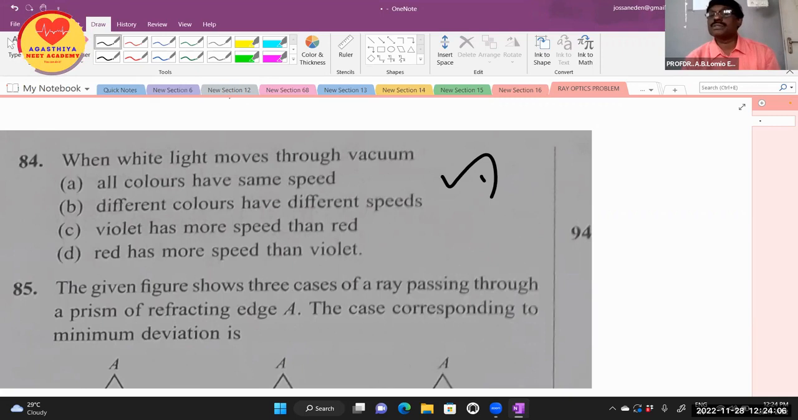When the light passes through the vacuum, dispersion will not take place. That means all colors have the same speed. That is the answer.